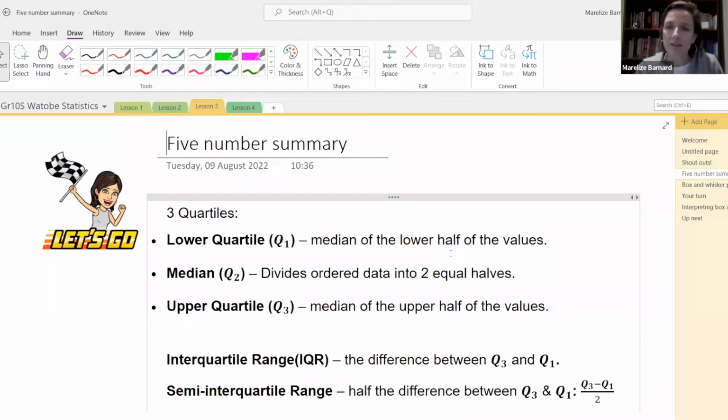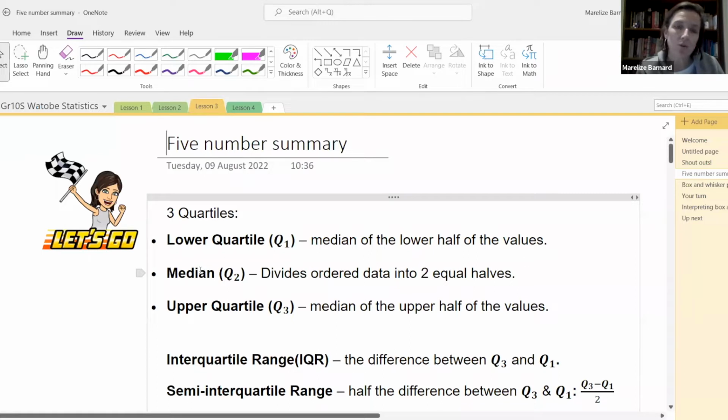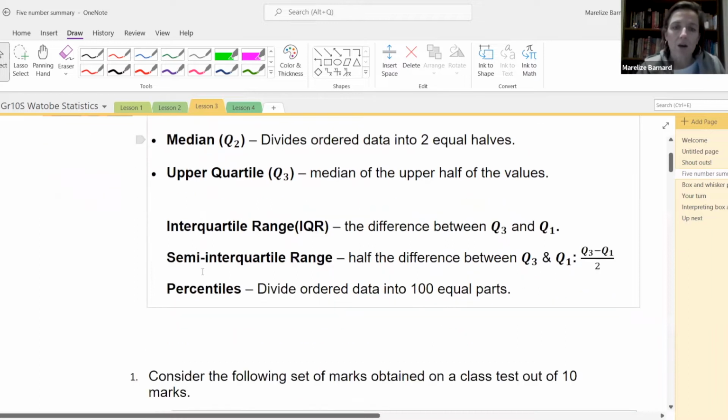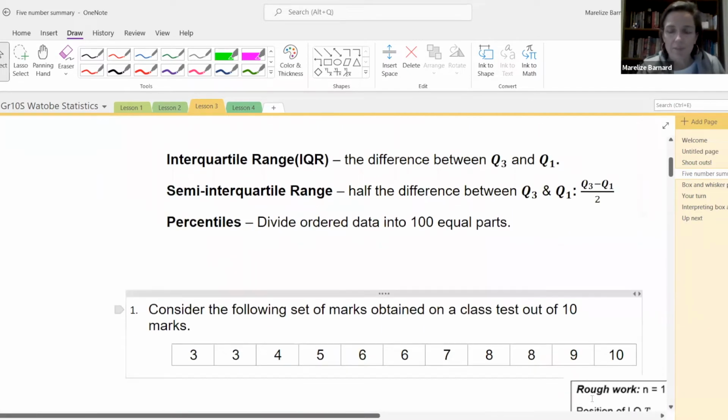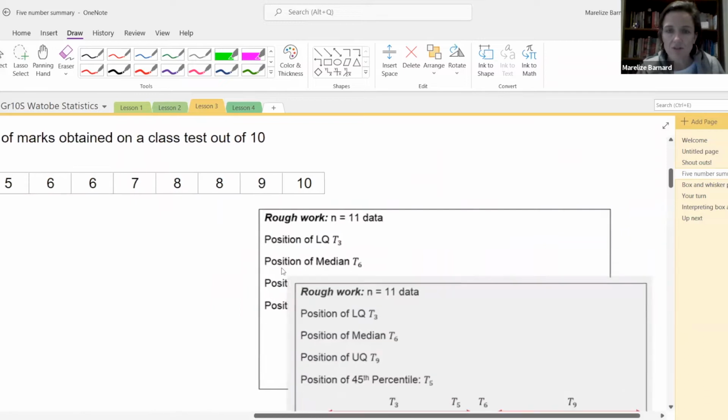So basically what we do is take a set of data and divide it into 4 parts. So if I have 12 data values and I divide it into 4 parts, then there will be 3 of those data values in each part. That means we end up with a lower quartile, an upper quartile, and then the median that we already know makes up the middle of the values.